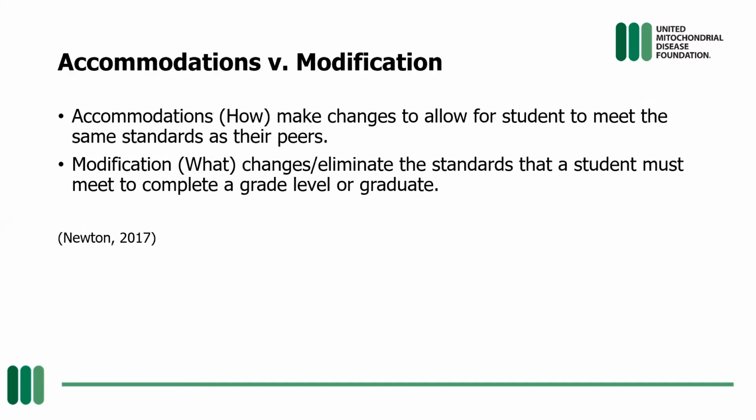So I throw out a lot of terms, but we're going to talk for a second here about accommodation versus modification, because they are different. So an accommodation is how we're going to make changes to allow for a student to meet the same standards as their peers. And a modification is what changes to eliminate the standards that a student must meet to complete a grade level or graduate. And in most states, your child has until their 21st birthday to attempt that graduation.